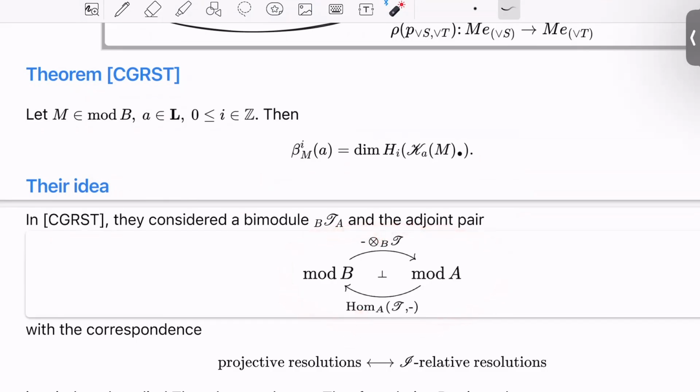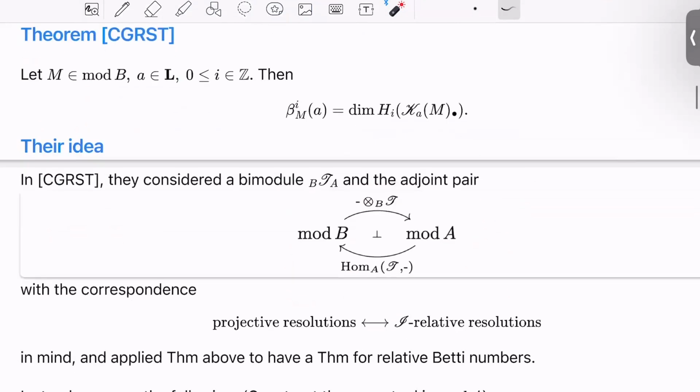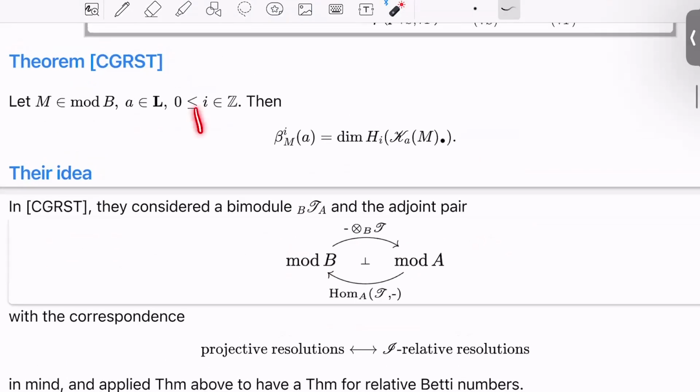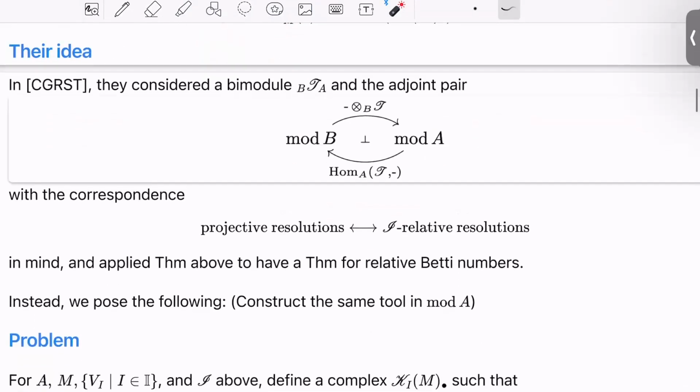Usual Hom tensor adjoint, with the corresponding projective resolution on the left-hand side corresponding to the relative resolution on the right-hand side in mind, and then apply this theorem to have relative Betti numbers, a theorem for relative Betti numbers. This was their idea, but instead here, I posed the following problem.